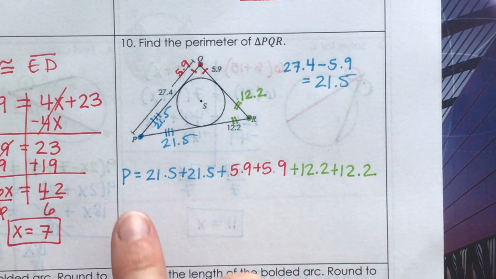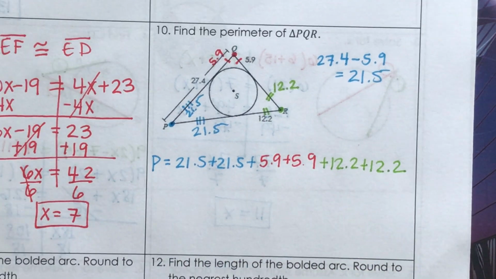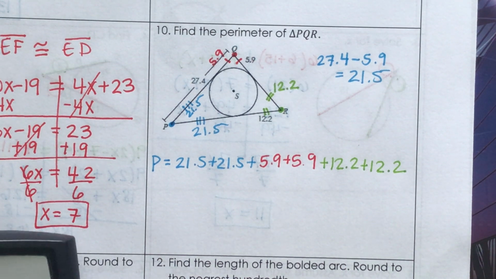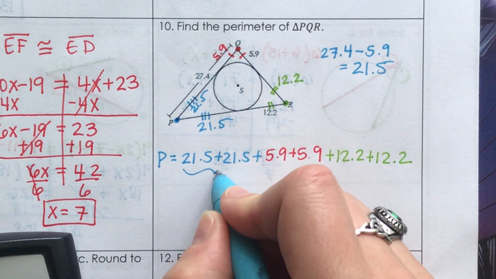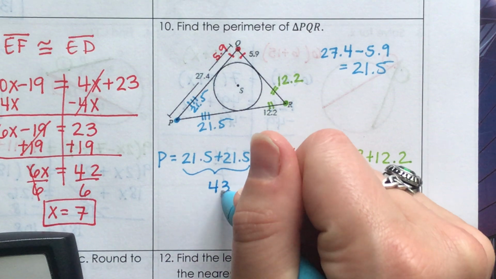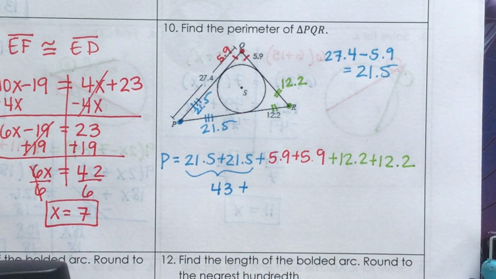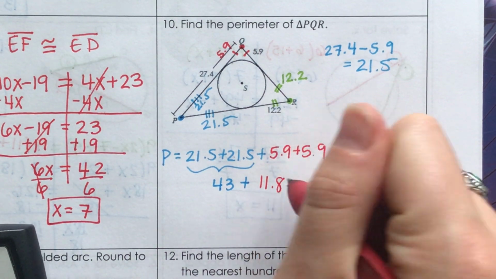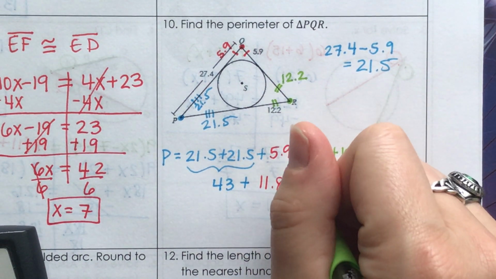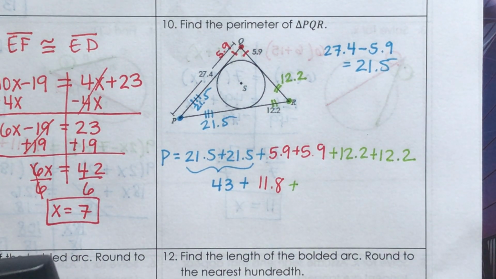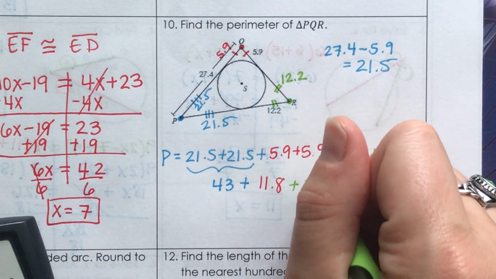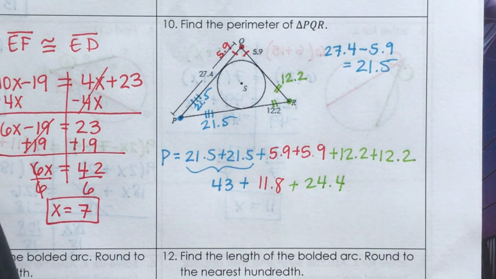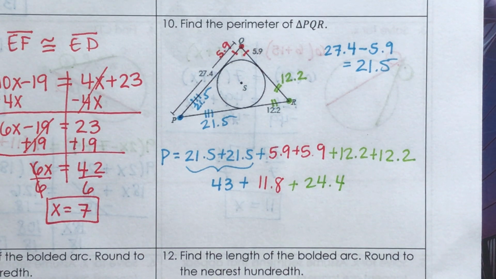Whatever works. And then I'm just going to add together my doubles first. So if I add these 2 blue ones up together, I get 43 plus 11.8 plus 24.4. And I'm just going to add those numbers together.